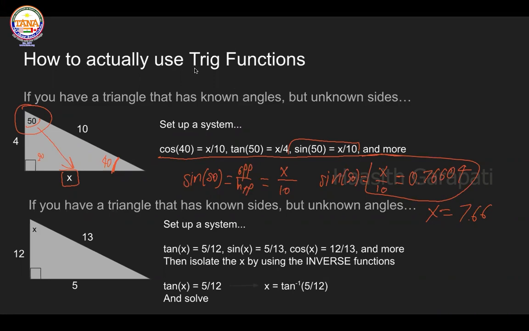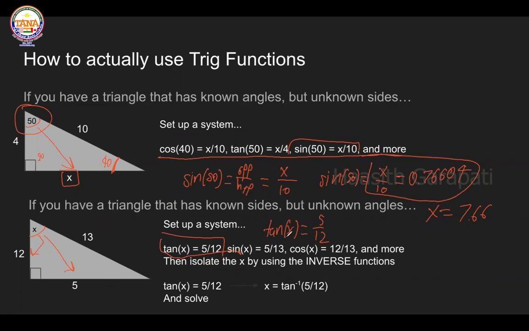Now, using a trigonometric function if you don't know an angle is a little bit more complicated. You have to set up the system as usual with respect to the angle that you don't know. So for example, tangent of x is equal to 5/12. So that is what? Adjacent over opposite. So tangent of x is equal to 5/12. What we need to do is isolate x.